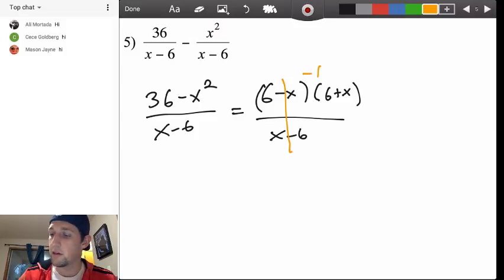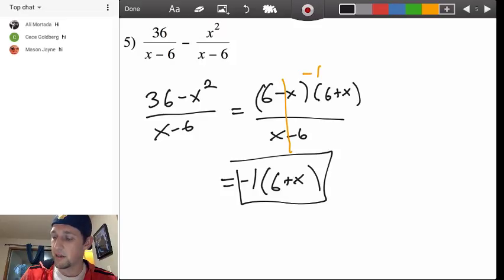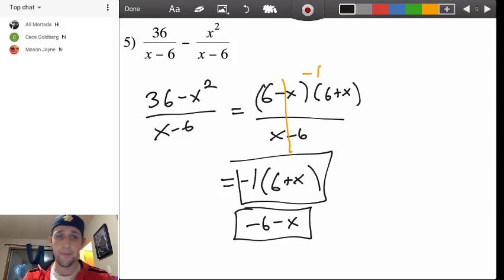So you could leave this as negative 1 times 6 plus x. That would be fine. Or you could distribute that and make it negative 6 minus x. That would be fine too. Both of those would work great. Either answer is fine. Again, flip subtraction.